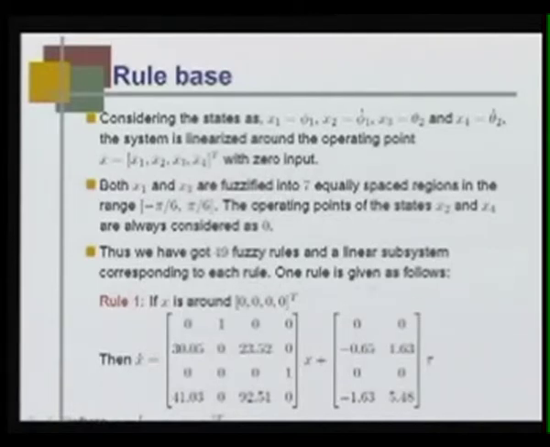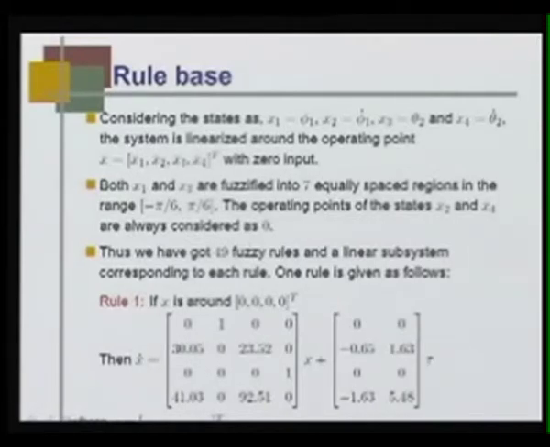So, one rule is given as follows. This is just an example. We have 49 fuzzy rules, you understand, because we have 4 states, but while linearizing, x2 and x4 are always made 0. Hence x1 and x3 are varying, and x1 is fuzzy partitioned into 7 as well as x3 is fuzzy partitioned into 7 equally spaced regions. So, by doing that we have 49 rules.